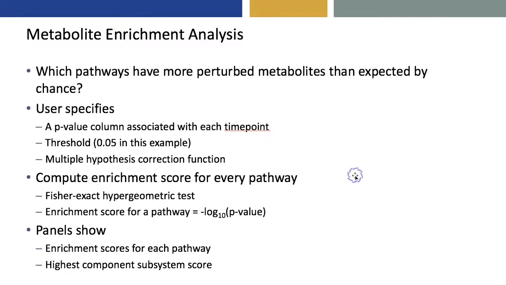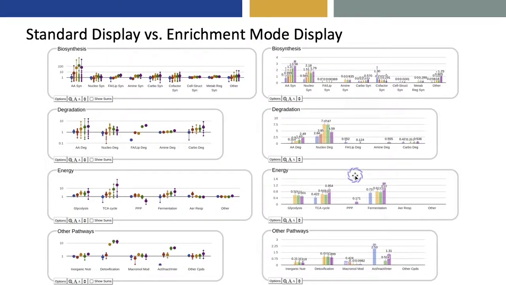And what the panels that we're about to see will show are the enrichment scores for each pathway, as well as the highest component subsystem score for each pathway. And so here we're comparing on the left and right sides of this diagram the standard display of the dashboard that you saw earlier versus an enrichment mode display. On the left, we're looking at the metabolite abundance values, the fold changes, and on the right, we're looking at calculated enrichment scores, as well as the highest enrichment score present for each subsystem.